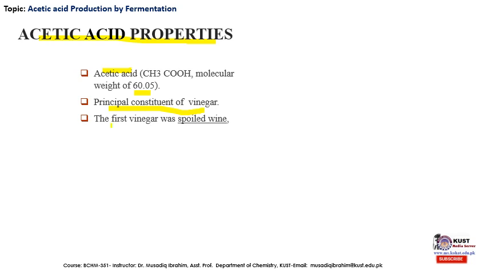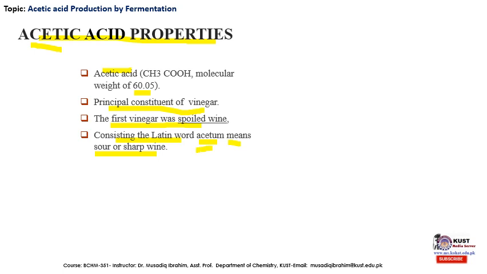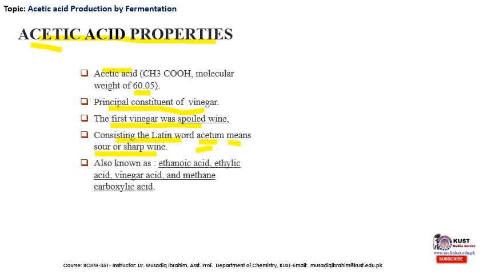The first vinegar was spoiled wine. Acetic is from the Latin word acetum, which means sour or sharp wine. It is also known as ethanoic acid, ethylic acid, vinegar acid, and methane carboxylic acid.